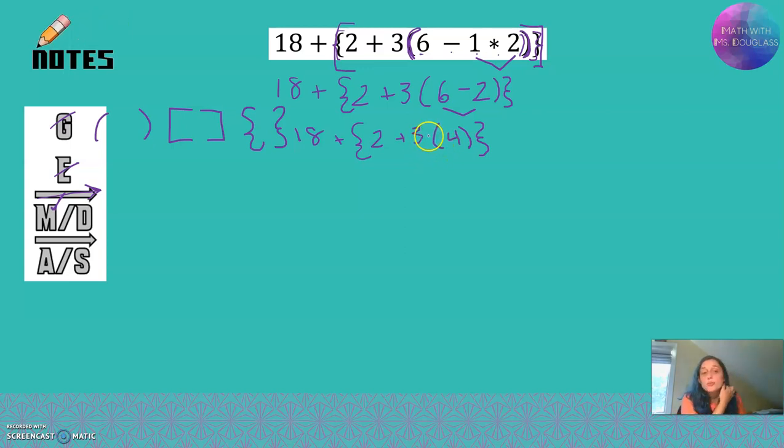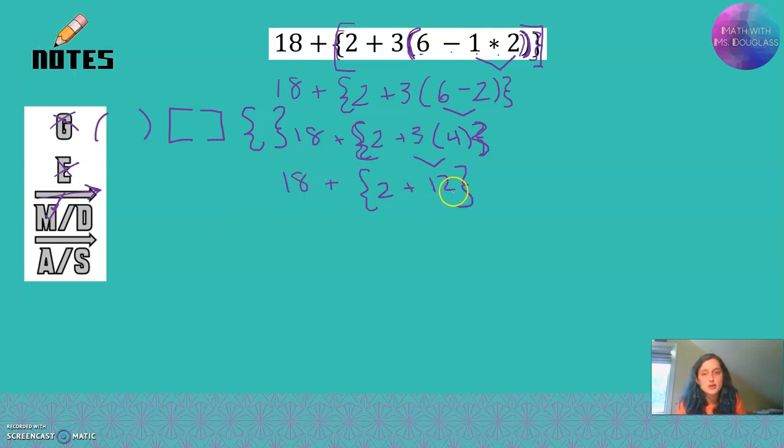That's another way to show multiplication. So inside these braces, I have 2 plus 3 times 4. No more grouping symbols. Even though I see the parentheses, there's only one number inside the grouping symbols. No exponents, but yes, multiplication. So I'm going to rewrite 18 plus 2 plus, what's 3 times 4? It's 12. Now I can drop my parentheses because I'm done with that multiplication.